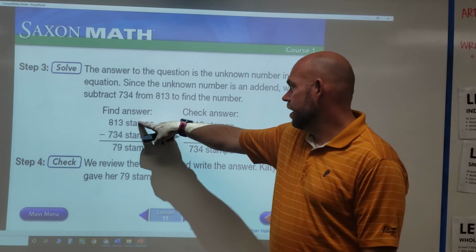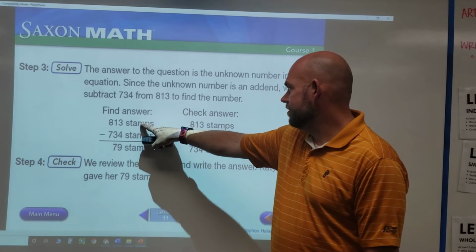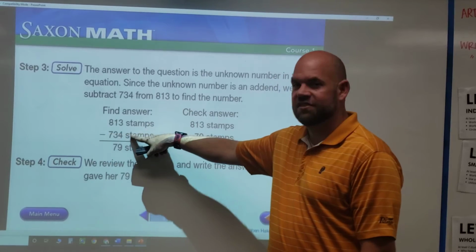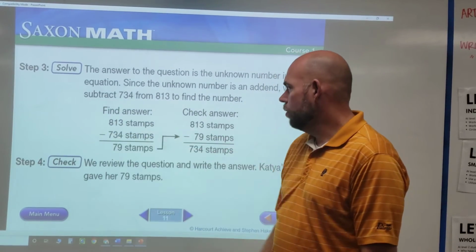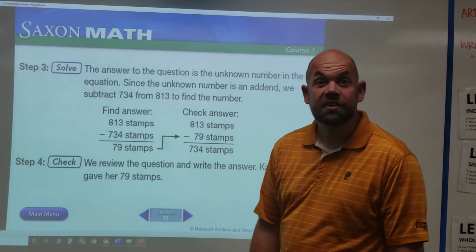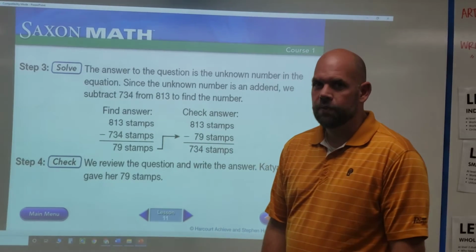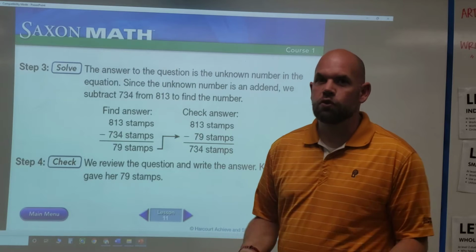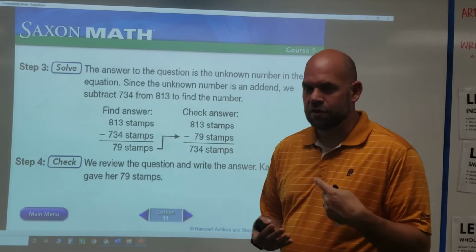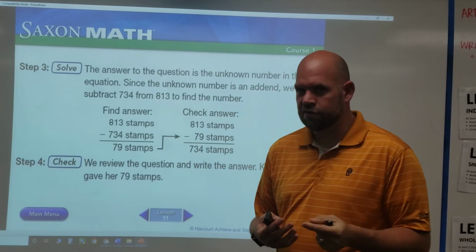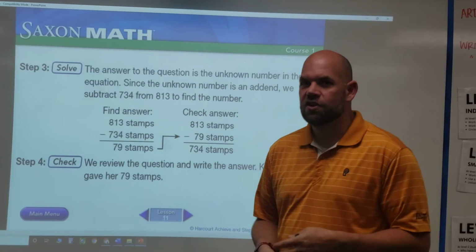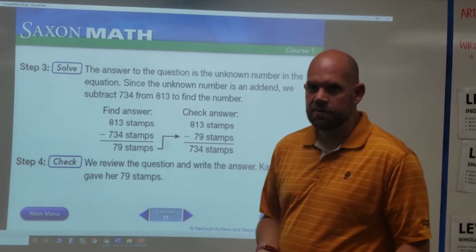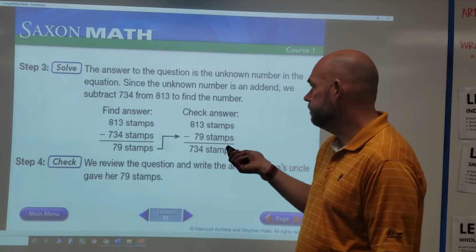So we're going to take those 813 stamps, the total, subtract the 734, and that gives us the amount she was given, which is 79 stamps. So that might seem crazy. You might have to watch this video a couple times to just go back through it. It's going to click eventually. This is one of those light bulb moments where once you understand how they do it, it's going to be so much easier for the rest of your life. But it takes practice, okay?